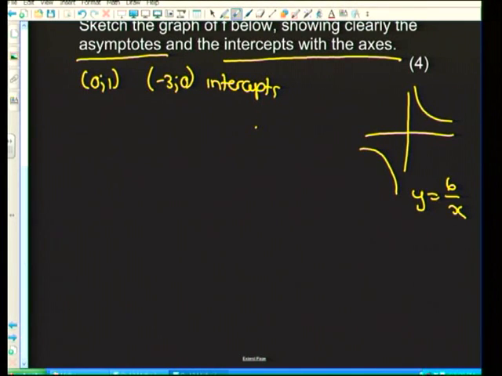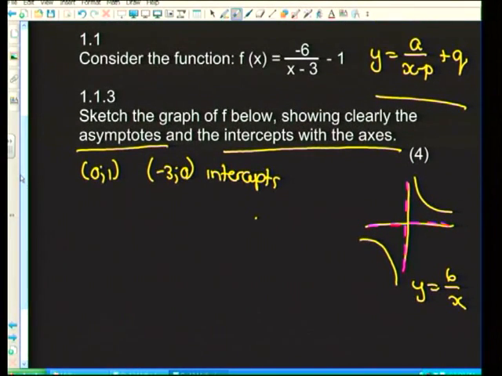And do you agree with me that if we look here, we would have an asymptote that is vertical and an asymptote that is horizontal? So in that light, we can go over here and we can say we must have two asymptotes.